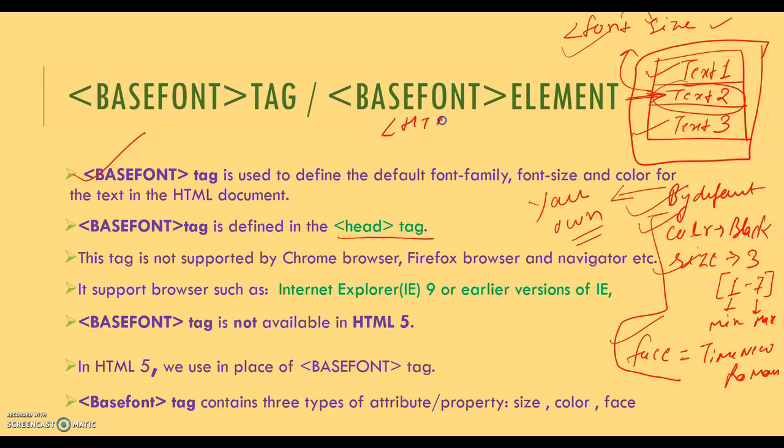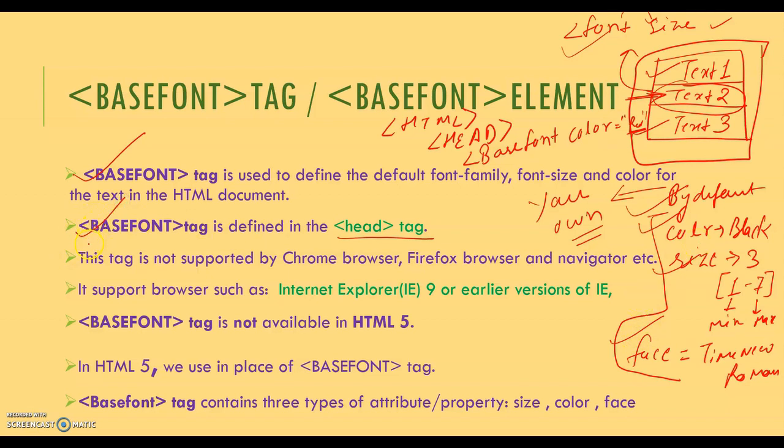For example, HTML, after that head. So you have to define the base font tag under the head tag. Here you write basefont, and here you can set your own default color. Suppose I am giving red color. So by default the color of the text in any HTML web page would be red. And you can change the size, and you can change the face. By default, as you know very well, it is Times New Roman. If you want to change the default color, size, and face, you will use the base font tag.